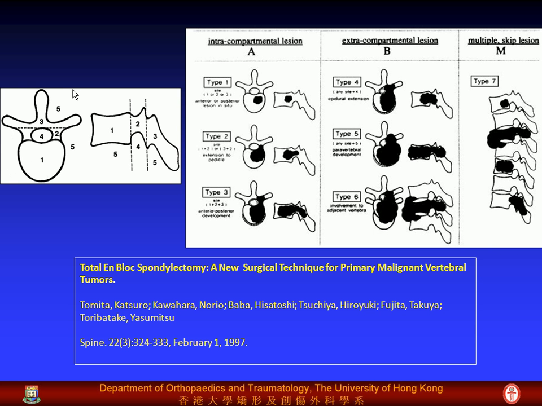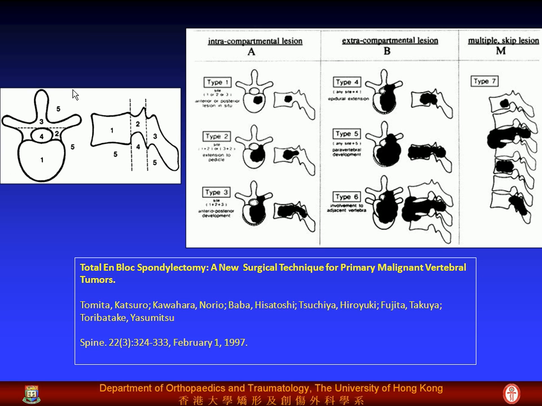And this is the chart recommended by Dr. Tomita in Kanazawa in Japan. Depending on the location of the tumor, whether it's in the anterior element, anterior together with pedicle, or anterior and posterior element, there are different ways of excising the tumor: intracompartmental excision, extracompartmental excision. When there are skipped lesions, this is classified as skipped lesions.